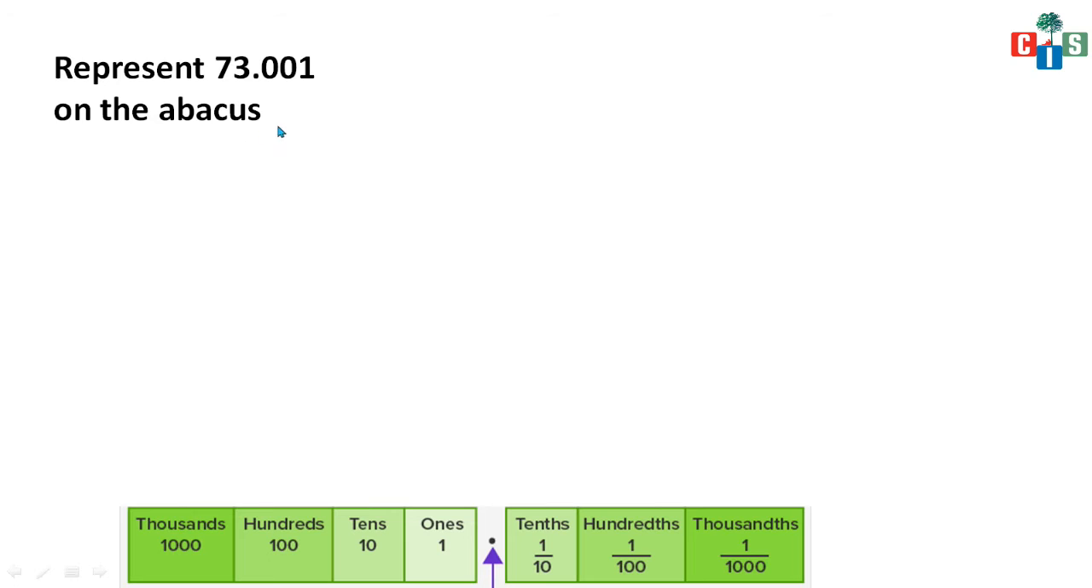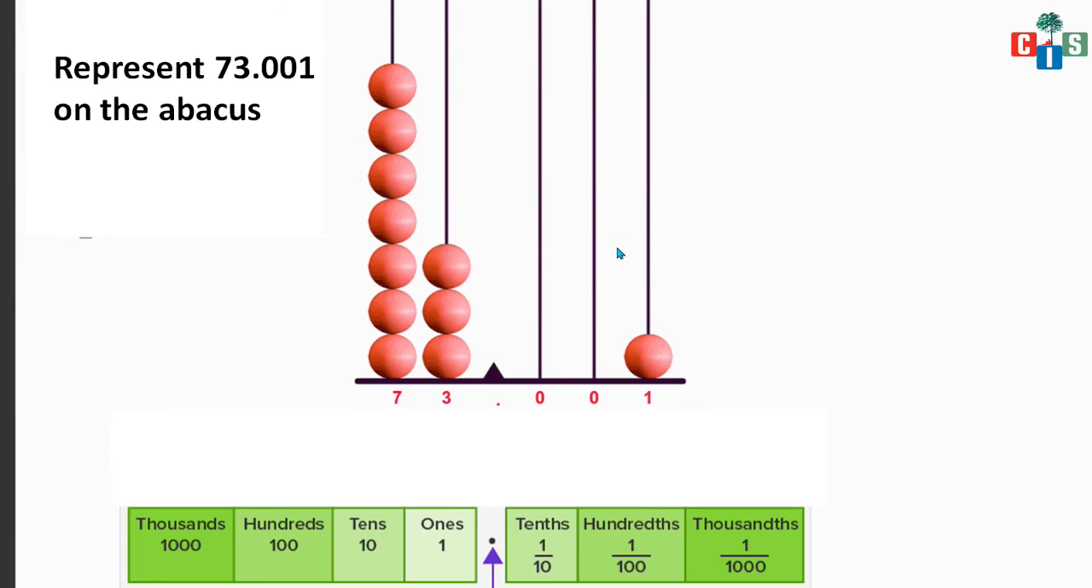So let's represent 73.001 on the abacus. Again we will repeat how it starts: ones, tens, 100, 1000 and then 10th, 100th, 1000th. Clear? So let's have the abacus wherein 73, you know how to represent on the abacus, and this triangle represents a decimal point. Now here there is 0, here also 0 and here there is 1. It means in the 10th place there is nothing, in the 100th place nothing, in the 1000th place there is 1. Clear with this? This is how you will represent on the abacus.